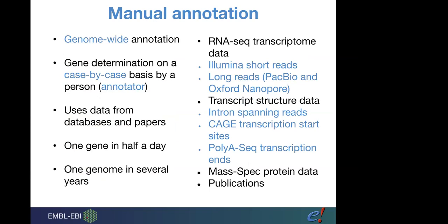The annotator can utilize a wider selection of evidence, including the RNA sequencing data for both short and long reads, and also data supporting the transcript structure like CAGE and poly-A sequencing, which can tell us something about the transcription start and end site. But then we also have mass spectrometry protein data that can be used, and also publications.